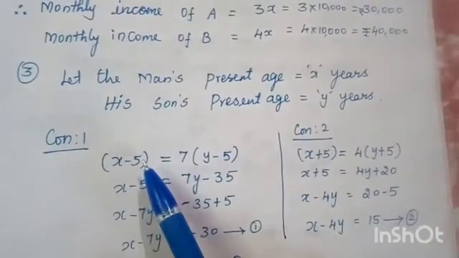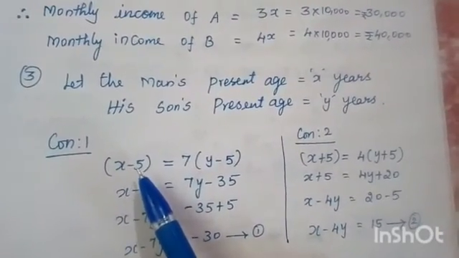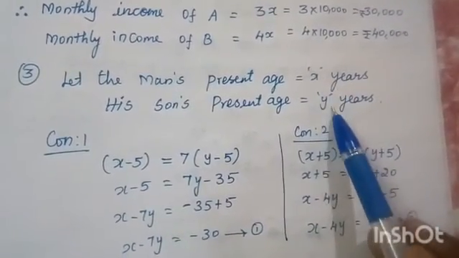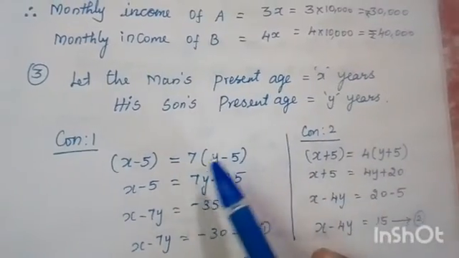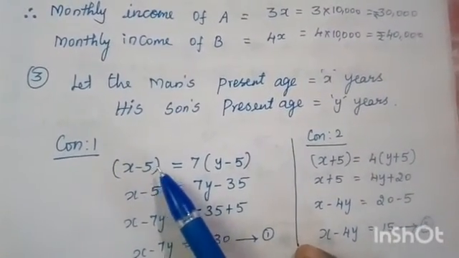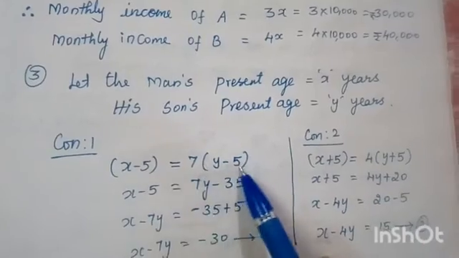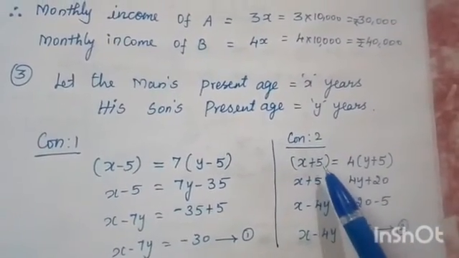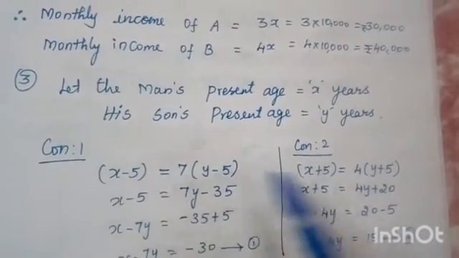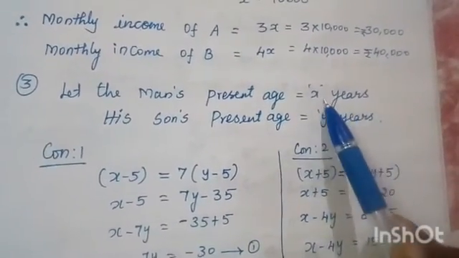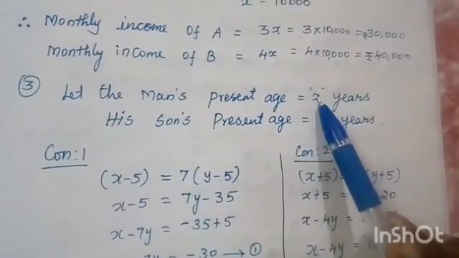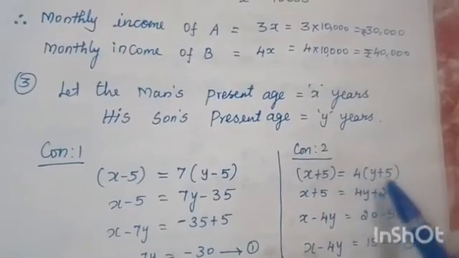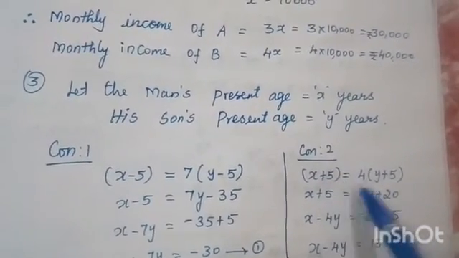For the first condition, 5 years ago the man's age was 7 times his son's age. So 5 years before, the man's age is x minus 5 and the son's age is y minus 5. The man's age is 7 times the son's age, so 7 into y minus 5. Condition number 2 is given after 5 years. After 5 years, the man's age is x plus 5 and his son's age is y plus 5. The man's age equals 4 times the son's age, so 4 into y plus 5.